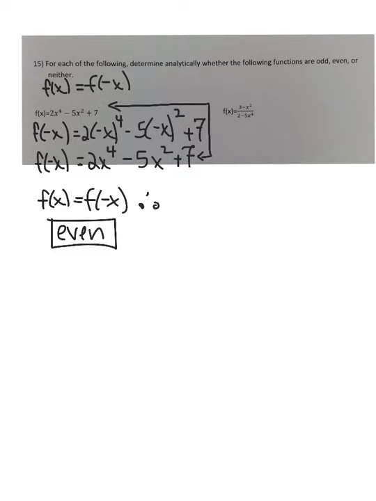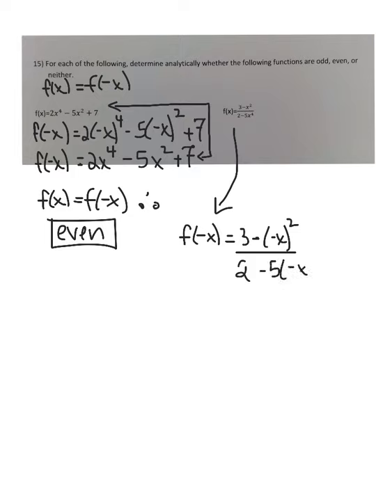Okay, I'm going to just throw this one down here. So let's do the same thing again. I'm going to start with f of negative x. I'm throwing it down here just so I have a little bit more room. So I've got 3 minus negative x, because I see an x, I'm putting in a negative x, and I square that, over 2 minus 5 times negative x, and I raise that to the 4th power. So let's work this out.